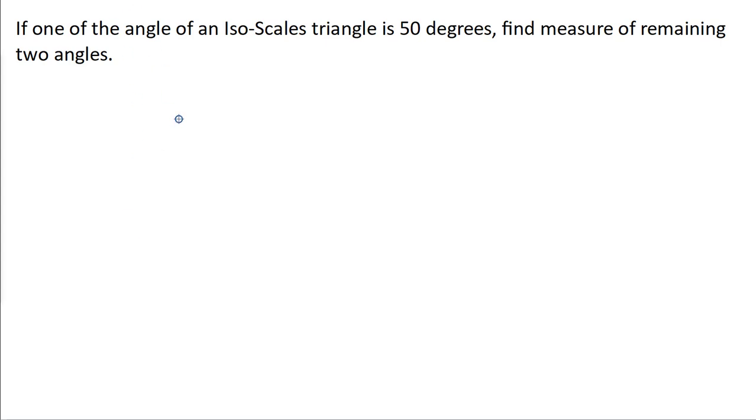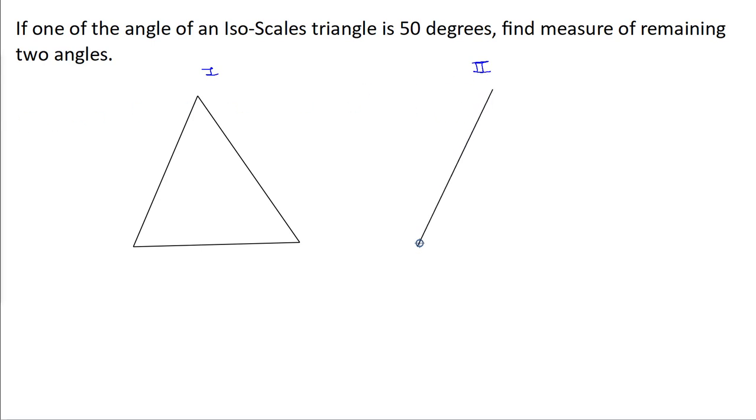We know that one of the angles is 50 degrees. There are two possibilities: 50 degrees can be a part of the two equal angles, or it cannot be a part of the two equal angles. Let me show you. Look here, if these two sides are equal, then 50 degrees can be here.